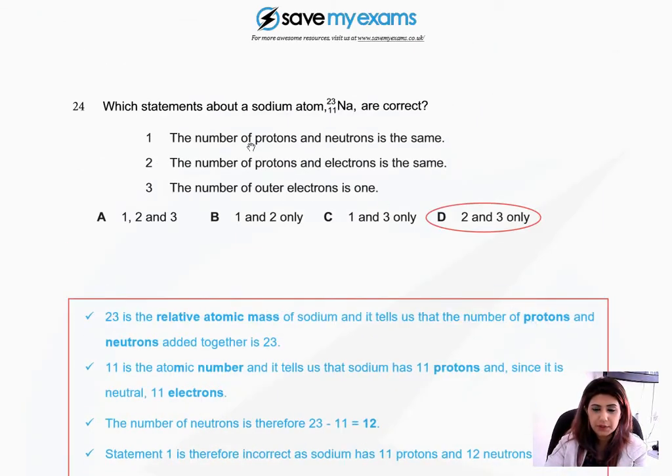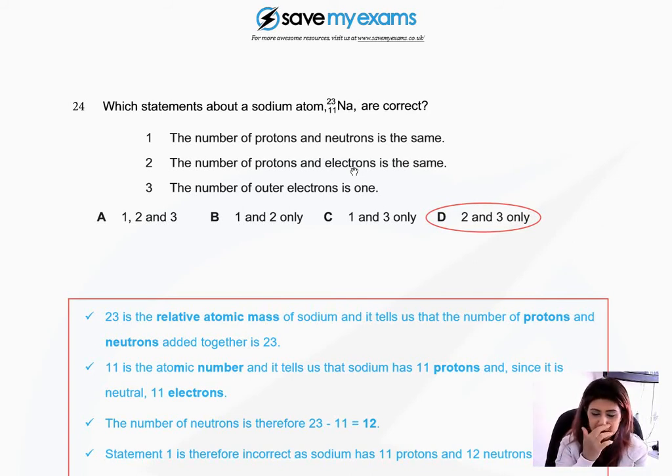Which is correct? The number of protons and neutrons is the same. We have to double check. Proton is 11 and neutron will be 23 minus 11, which is 12, so it's not the same. Protons and electrons are the same, definitely, because we are talking about atoms, not ions. Protons and electrons will be the same number, which is 11 in this case.